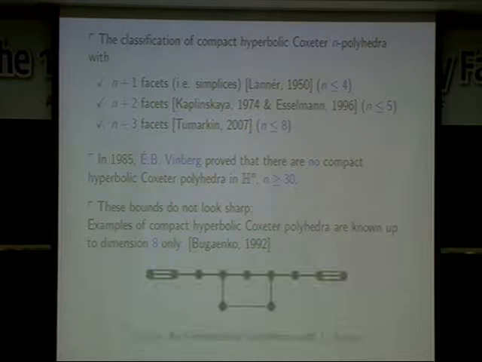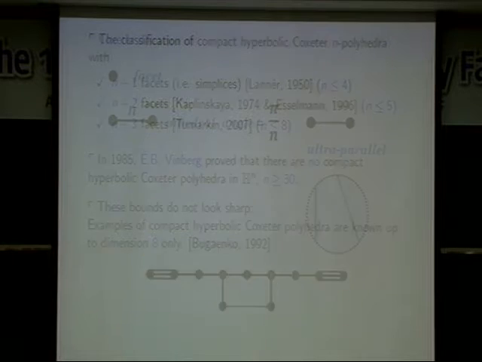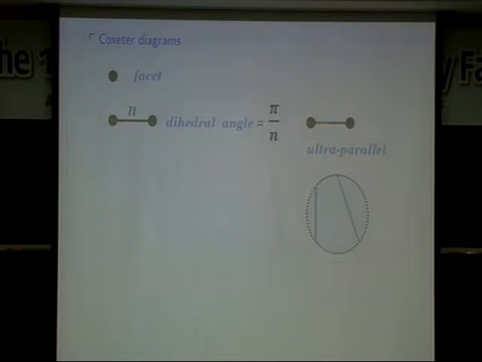Okay? So this is an example. Maybe I should explain a little more. Each vertex means a facet, a codimension one face, and if two faces are adjacent, in this case, if the dihedral angle is pi over n, then we label the edge n. In this case, a dotted line means that two facets are not adjacent.